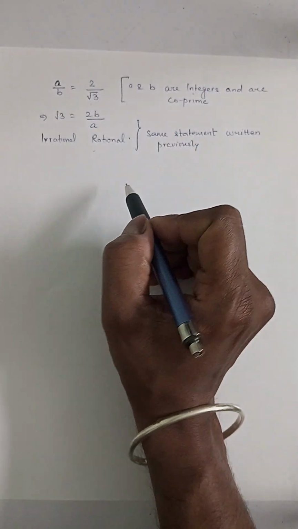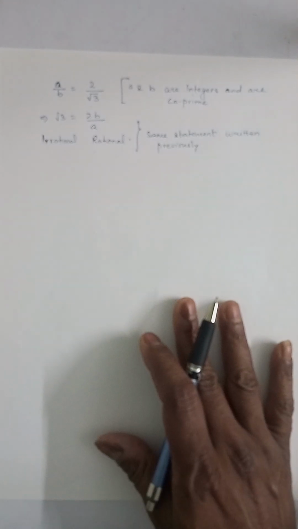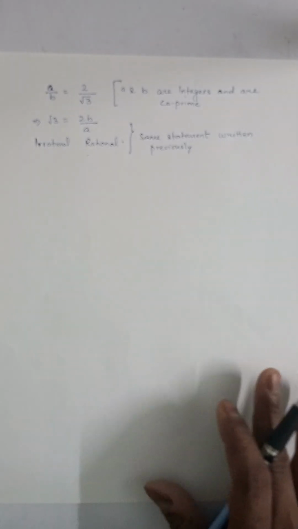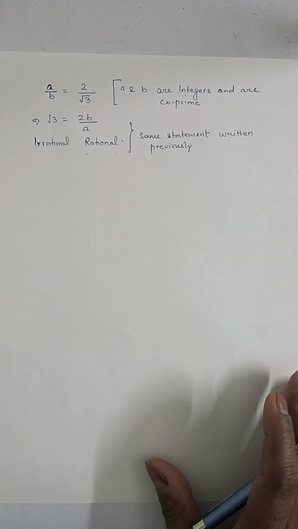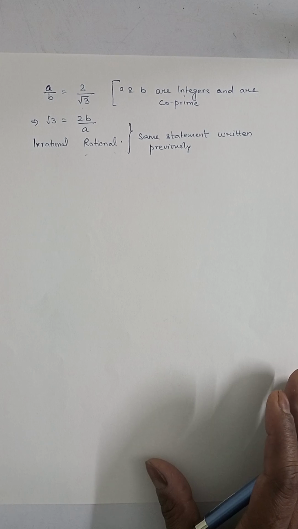So this is all about irrational numbers. We will see in the next video about polynomials, how we will recognize which polynomial is to be solved, how it is to be solved, and what can be their graphs.